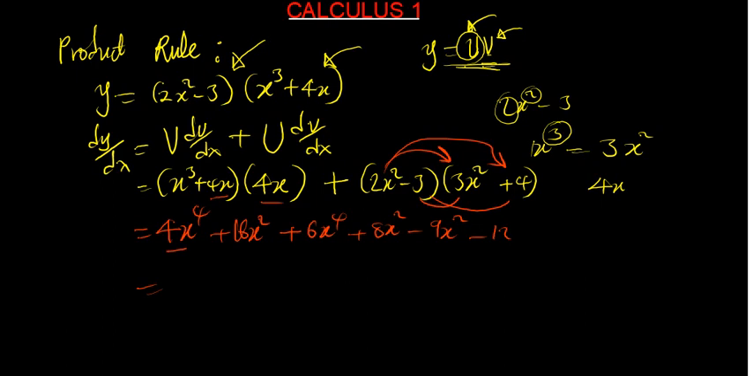So here we can add this and this to get 10x to the power 4. And then you've got 6x to the power 2. And then this and this. So these are like terms, isn't it?